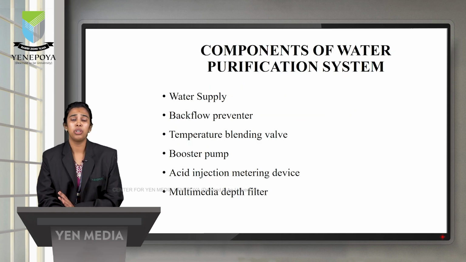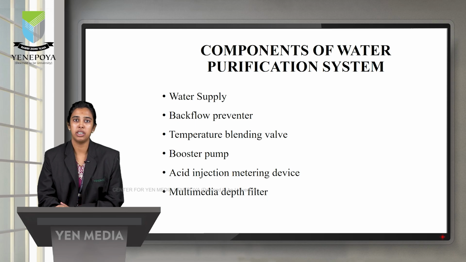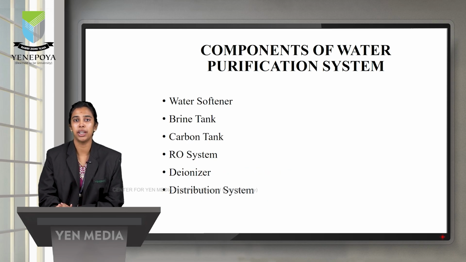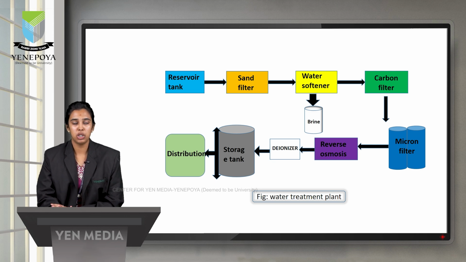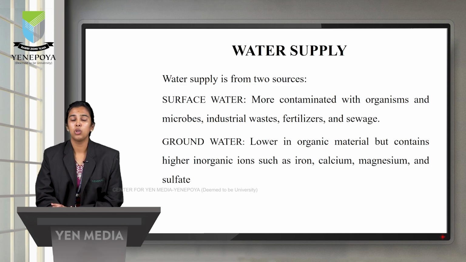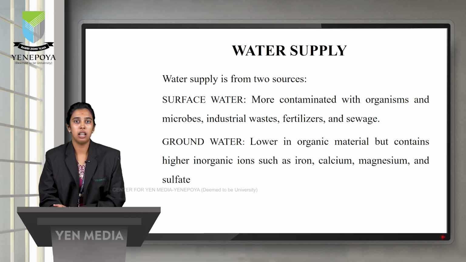Okay. Now we are going to see the components of a water purification system. First, there will be the water supply. Next, backflow preventer, temperature blending valve, booster pump, acid injection metering device, multimedia depth filter, water softener, brine tank, carbon tank, RO system, deionizer, and distribution system. This is the pictorial representation of how the water plant is. So these are the components of water treatment. Now we are going to see everything in detail.